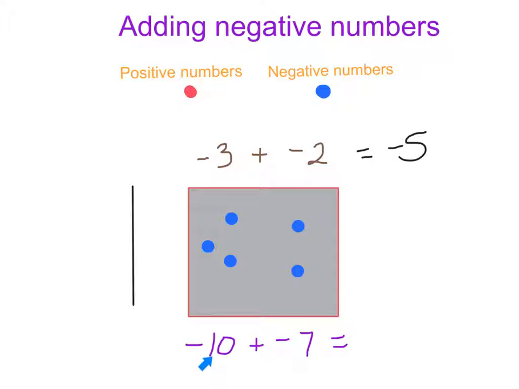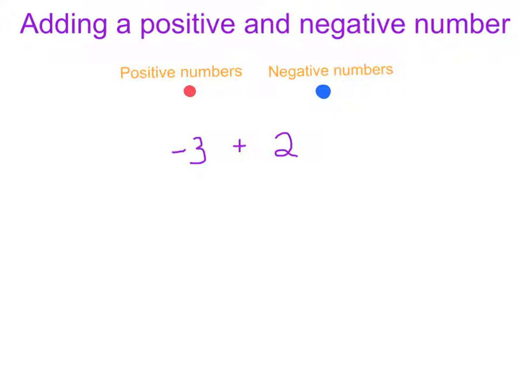So for this problem right here, I would have 10 of those negative blue dots, and I'm going to add another 7 of those negative blue dots. So I'd have a total of 17 of those negative blue dots. So when I add two negatives, I just put the digits together, add the digits together, and it's always going to be negative.